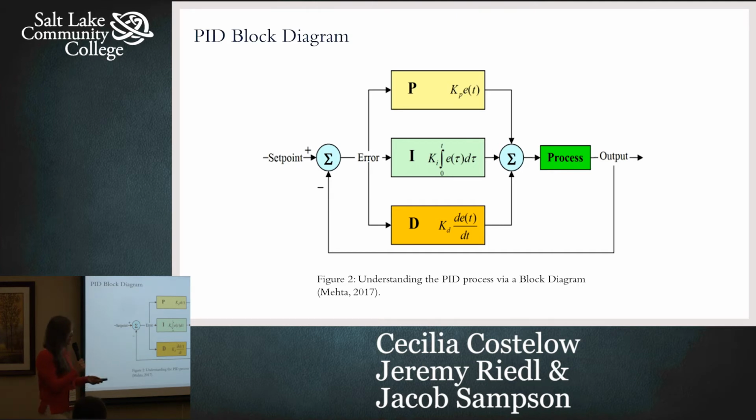So maybe we want it to go 5 miles per hour. The actual output is kind of as read from a sensor. So for us, that's the GPS module. It's being used to tell us what the speed of the car is.